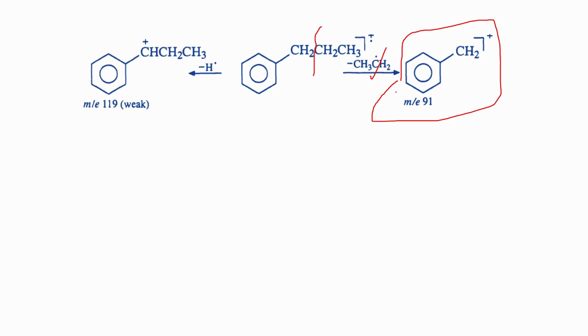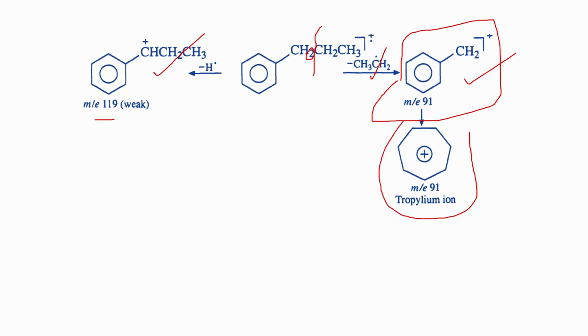Another important fragmentation is removal of one of the hydrogen radicals at this benzylic position, to form this secondary carbocation with the m/z value 119. There are so many possibilities for the formation of different peaks. For example, this benzyl carbocation usually rearranges to form a more stable tropylium carbocation. And so this tropylium carbocation is the prominent peak in the case of substituted benzene.